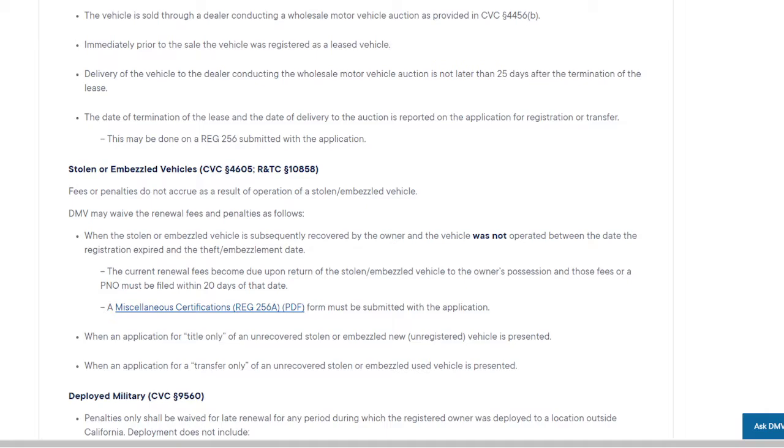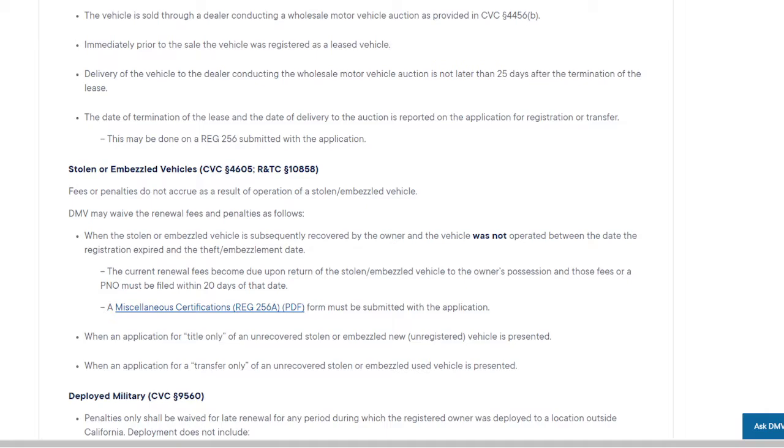The current renewal fees become due upon return of the stolen or embezzled vehicle to the owner's possession, and those fees or a P&O must be filed within 20 days of that date. A miscellaneous certifications REG 256A PDF must be submitted with the application.